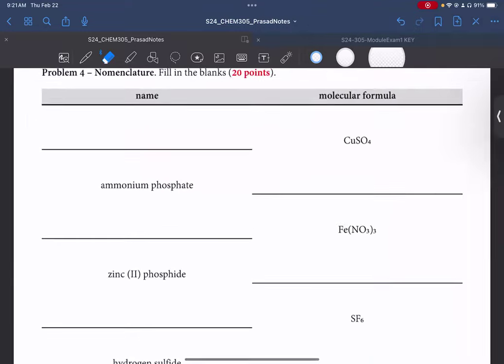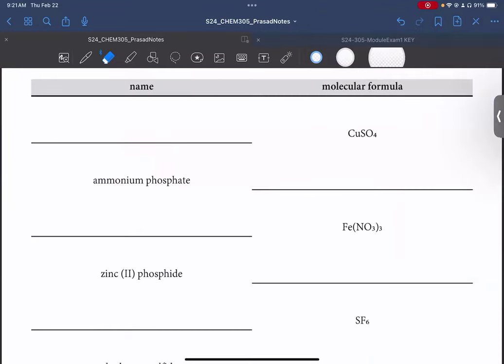The mistakes I saw here were in general sort of confusing the rules. Like you weren't sure when to put Roman numerals, you weren't sure when not to and all that stuff. So that is something that I will need to work on when we go into the review process for the final. But let's talk about this here.